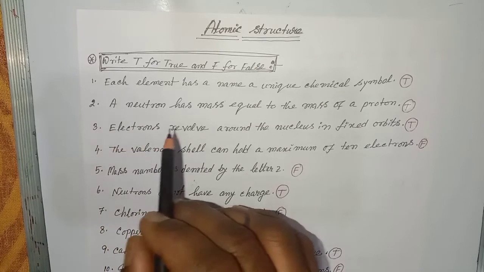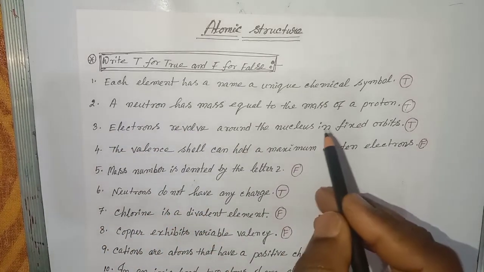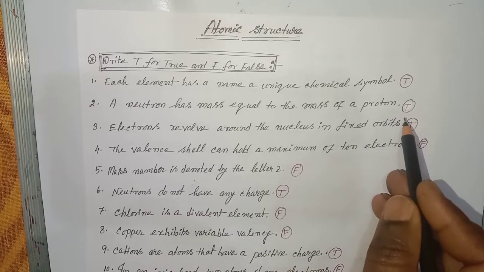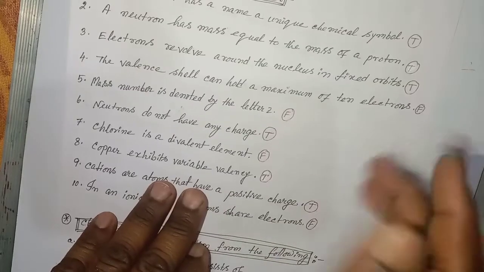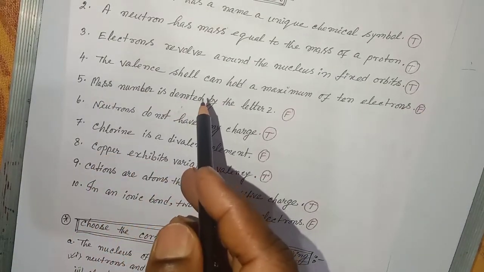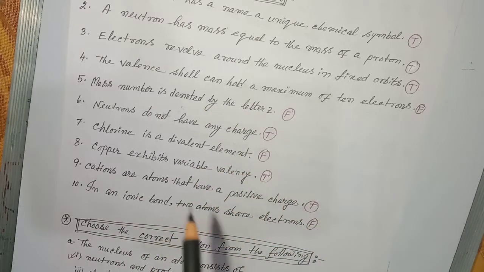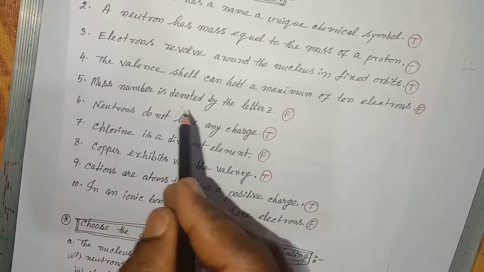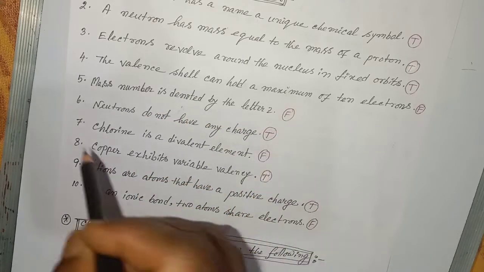A neutron has a mass equal to the mass of a proton. That is F. Electrons revolve around the nucleus in fixed orbits. That is T. The valence shell can hold a maximum of 10 electrons. That is F. Mass number is denoted by the letter Z. F, false.